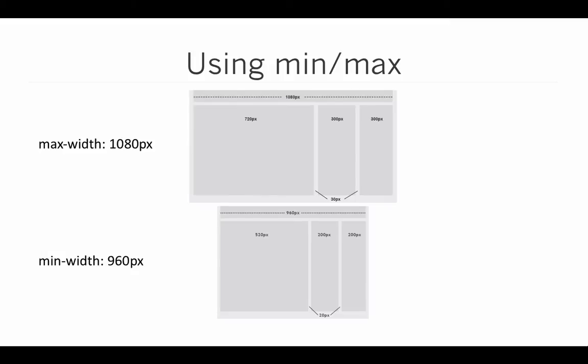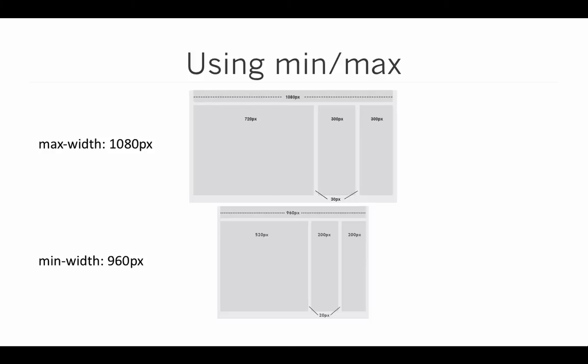We also have the ability to set thresholds using the min and max properties. So you can say min width and max width, and you can also say min height and max height. And what that will do is it will set up a starting and stopping point for when the container will begin to grow and when it will stop growing.